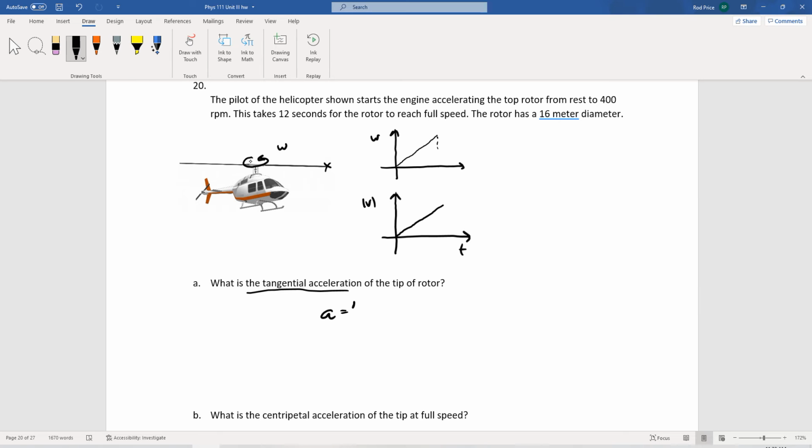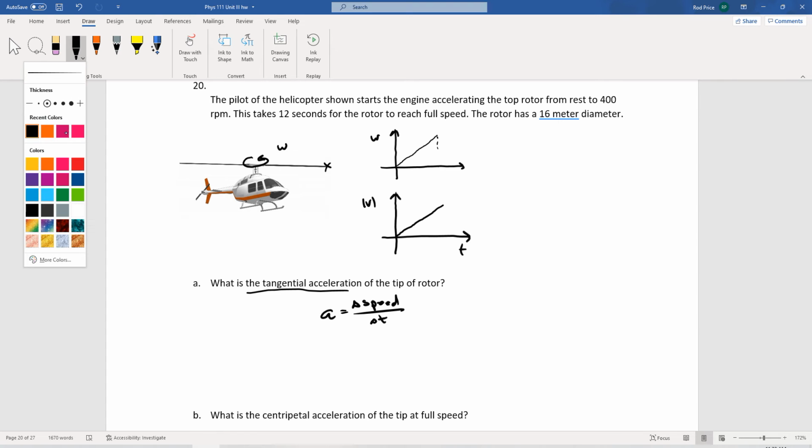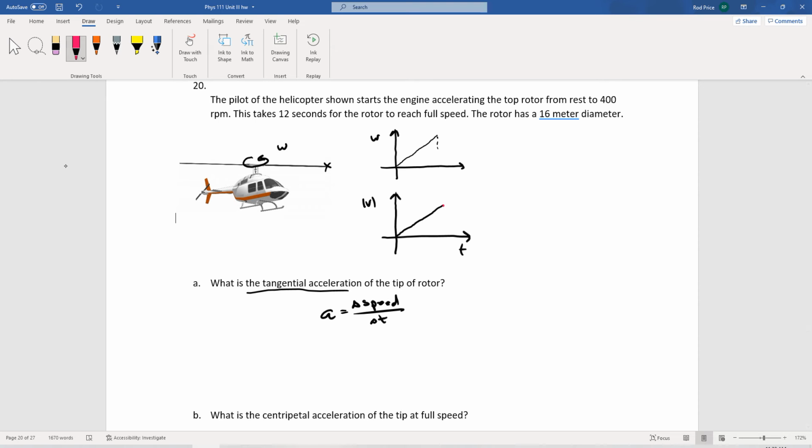And when you calculate it, it's actually equal to a change in speed over a change in time. You can actually calculate it like that. So on this graph here, again, that's slope, just like always. The change in speed is this distance in the graph, and the change in time is this distance. Now, the change in time is given. This is what you have to figure out. What is this value? And to know that, you need the final speed. Like, what is that? So let's talk about this 400 RPM.